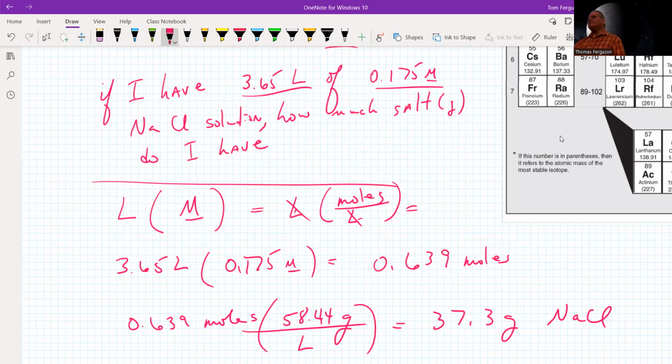You mean the volume? You're calculating how to make it, so what you end up with is grams. Yeah, but you need volume to figure out how many moles you got with the concentration. That's where the volume comes in. So when you multiply the volume times the concentration, the volume cancels, leaves you with moles. And then from moles, we can get grams.